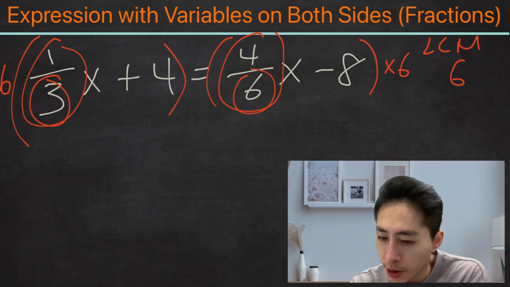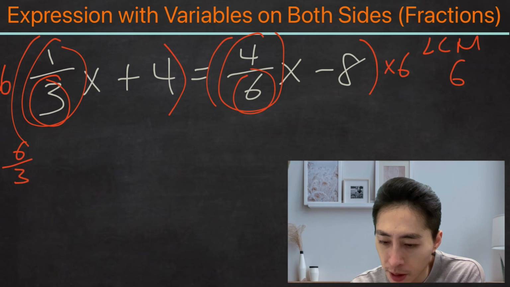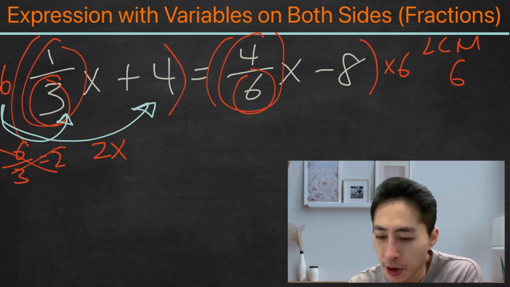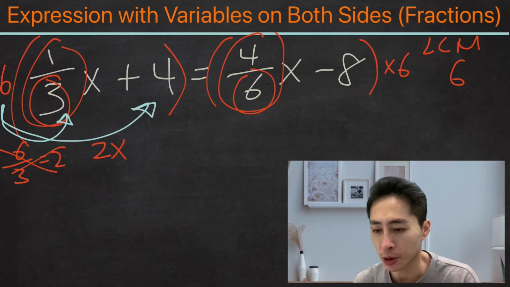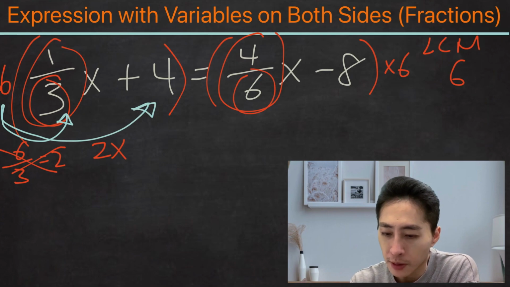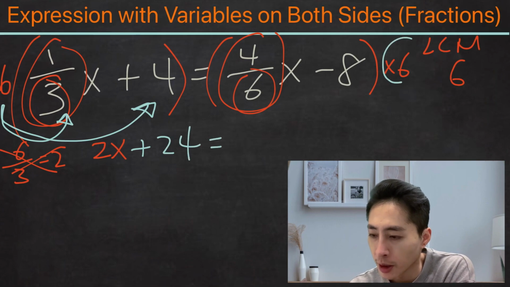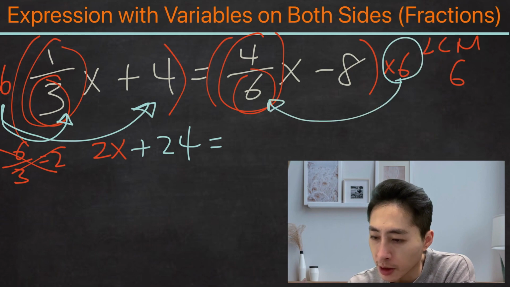Okay, and so here we have 6 times 1/3, that becomes 6 over 3, which becomes 2. So that becomes 2x. So this is us taking the 6, multiplying by 1/3 and multiplying by 4. And this is called the distributive property. So here we're multiplying 6 by 1/3, and then we're going to take 6 multiplied by 4. That gives us 24.